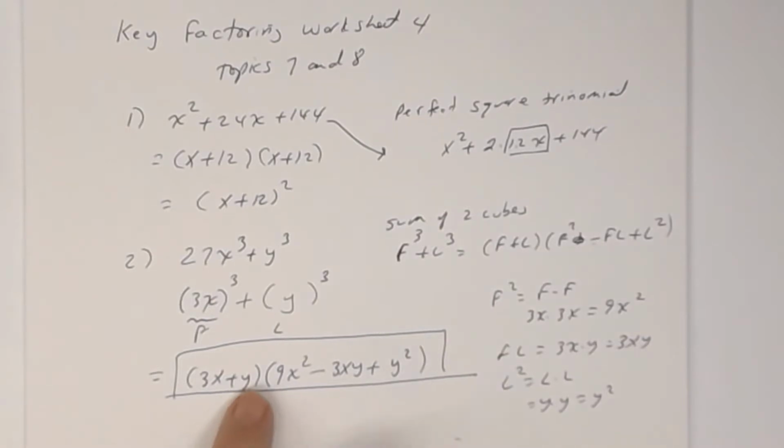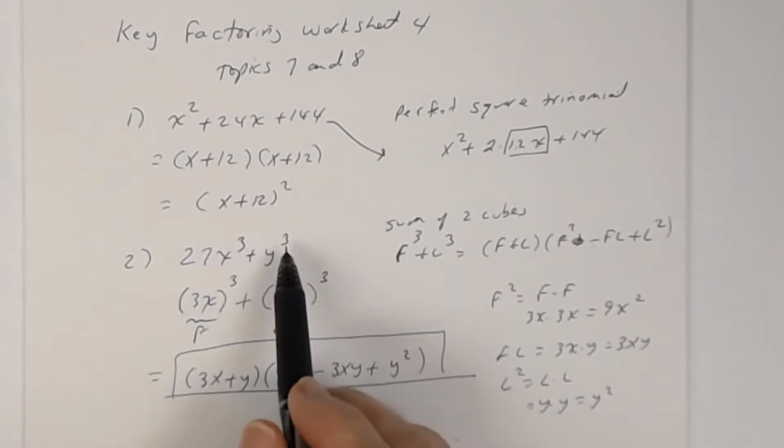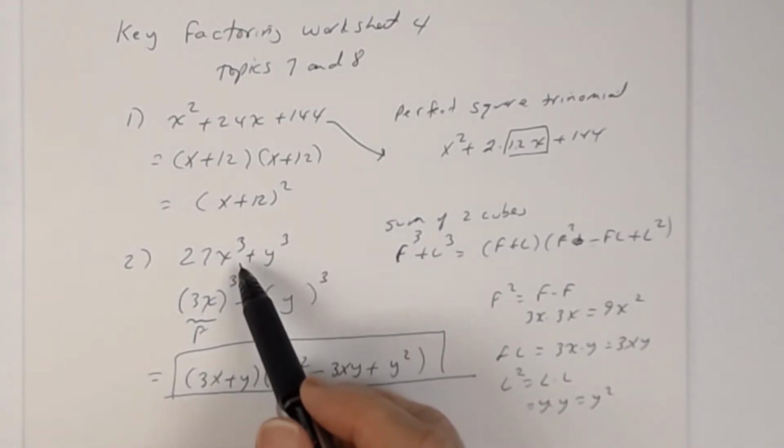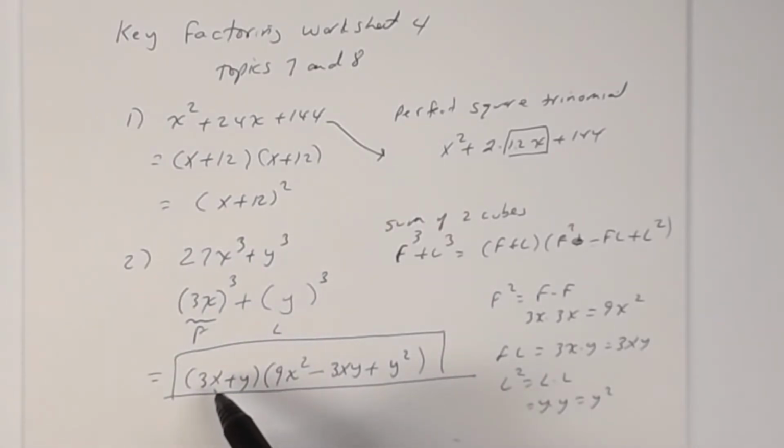So you have a binomial times a trinomial. Whenever you have the sum of two cubes, you can factor it as a binomial times a trinomial. The same thing for the difference of two cubes. It'll be a binomial times a trinomial.